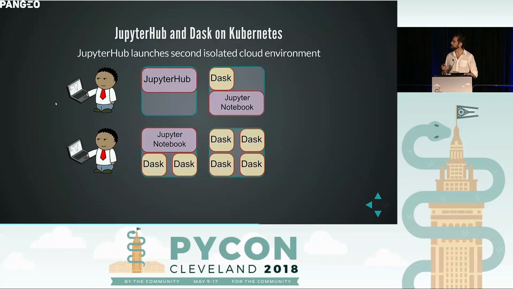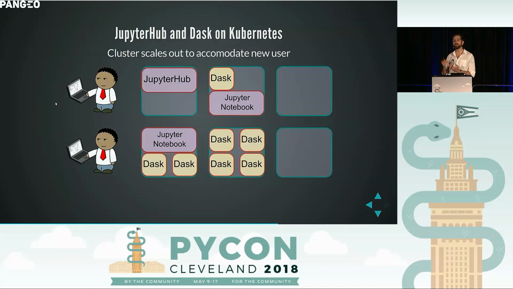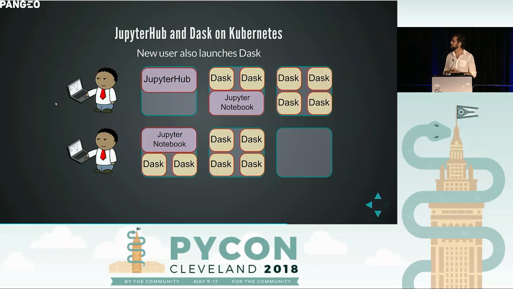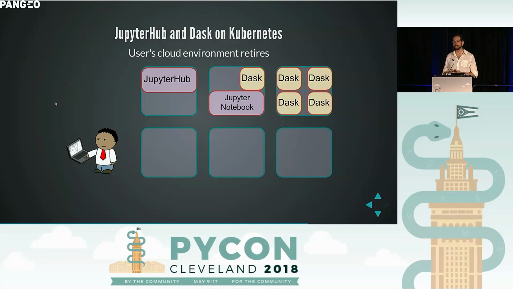Another user might show up, might ask for another Jupyter notebook, and they might ask for even more workers. Here, Kubernetes is going to talk now to our cloud provider. We happen to be using Google, who's generously donated a bunch of money for us to run on their hardware. And Kubernetes will apply pressure upstream, and Google will now give us more machines to work with. We can then launch more Dask workers. The first user might go away. JupyterHub will nicely clean up things, and the cluster can scale down.